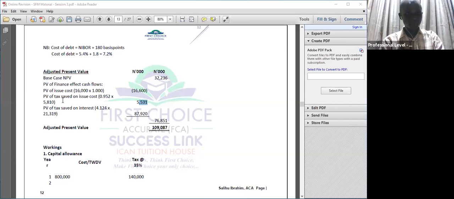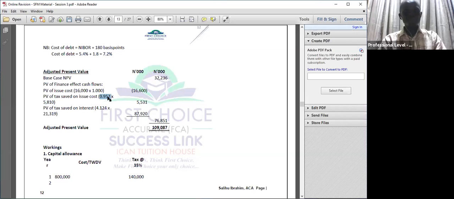Okay, now look at it. We want to solve PV of tax saved on issue cost. We have calculated our tax saved on issue cost before, up there, I believe you see that. We calculated it as 5,810. It's a year zero cash flow. But because our tax is paid a year in arrears, the tax is going to be saved when? In year one. So what is the present value of that tax saved?